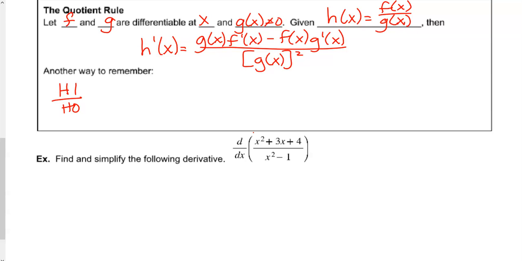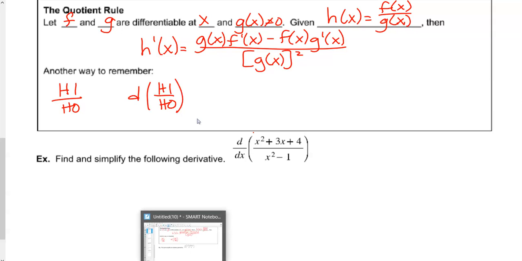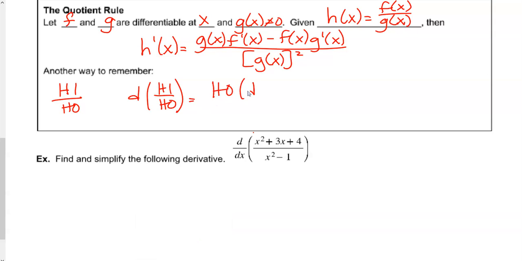But here is the way that I was taught how to do that. The derivative of this fraction of high over ho, it's just kind of a thing that you just remember, okay, is you do ho d high minus high d ho all over ho ho.